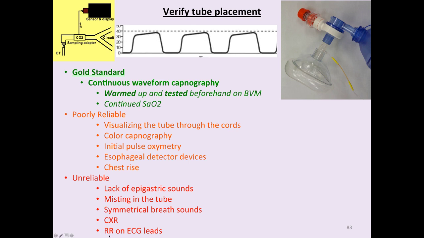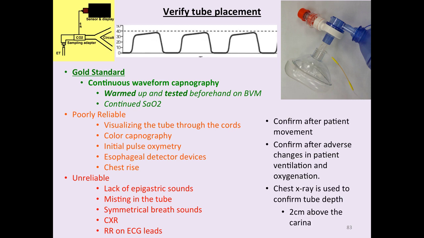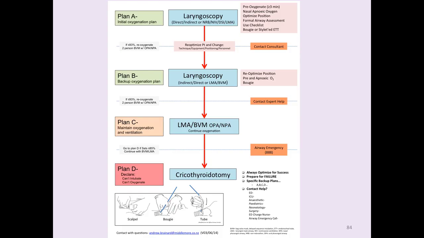Oftentimes a frequently misunderstood thing is you can see a respiratory rate on the ECG leads even if you're ventilating the patient's stomach. So that's definitely unreliable. You confirm after every time you move. You confirm if somehow the patient stops ventilating well. There's a whole DOPE mnemonic and a hypoxia mnemonic. And then a chest x-ray. It just confirms the depth but doesn't confirm whether it's in the esophagus or the trachea.